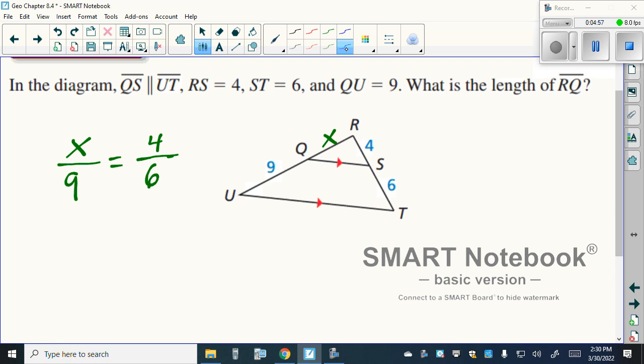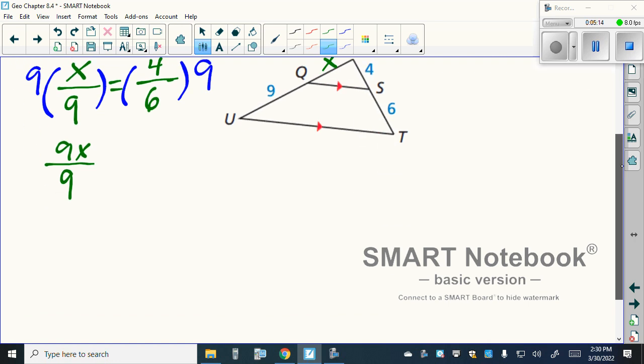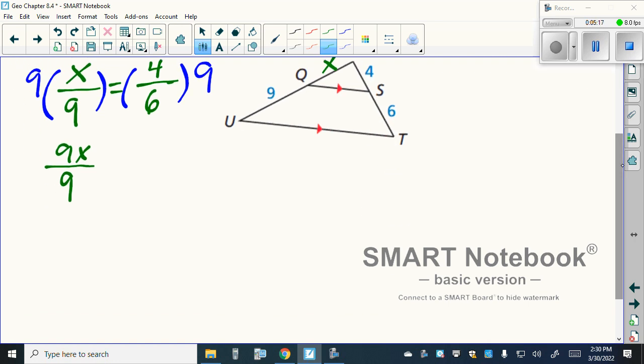Multiply both sides by 9. And the reason we're multiplying both sides by 9 is because on the left-hand side, if we actually work it out, we would say 9 times x, and it's being divided by 9. Well, anything divided by itself is 1. So our 9 divided by 9 would reduce to 1, giving us just x.